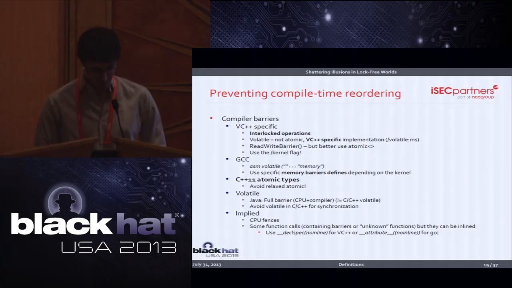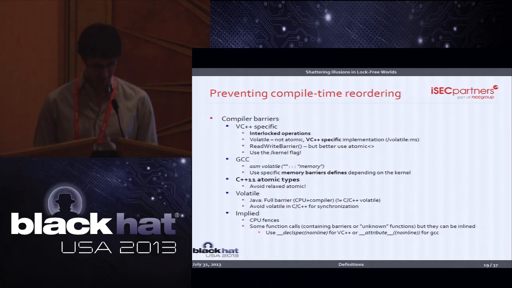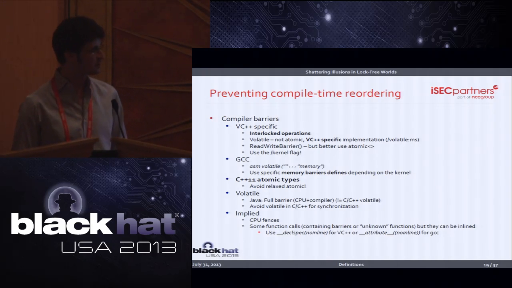Developers often use the volatile keyword as a compiler barrier, but this is not atomic, and it's kind of implementation dependent as well. So it's not really recommended to use it for synchronization purposes. This volatile keyword is completely different from the one used in Java or .NET. The one used in Java acts as the C++11 atomic type, which is a full memory barrier.